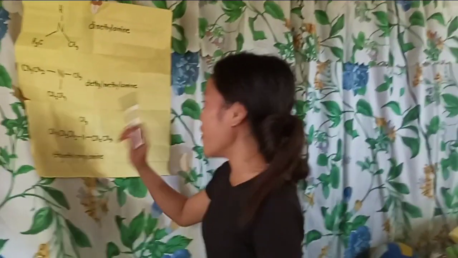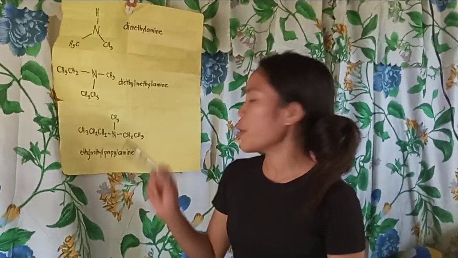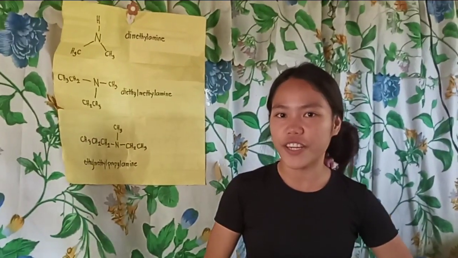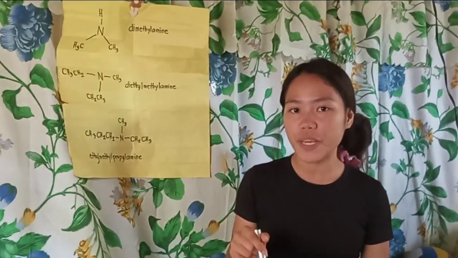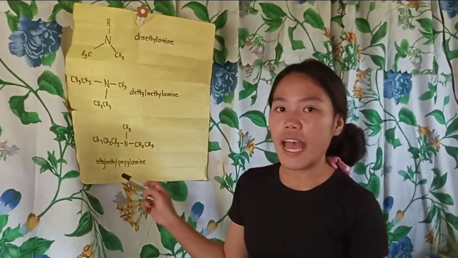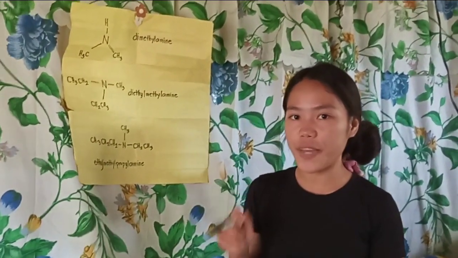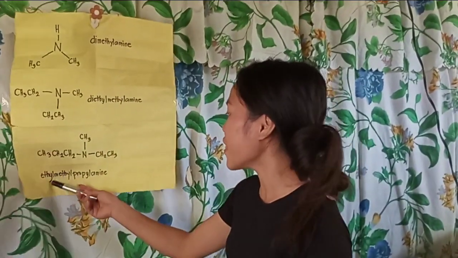Okay, last example: nitrogen with methyl, ethyl, and propyl. We will put them in alphabetical order. Since E comes before M and M comes before P, it is ethyl, methyl, propyl. And we need to add the word amine. So the common name of example number 3 is ethylmethylpropylamine.